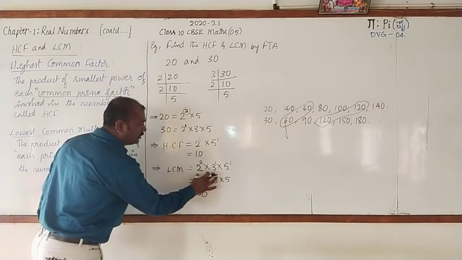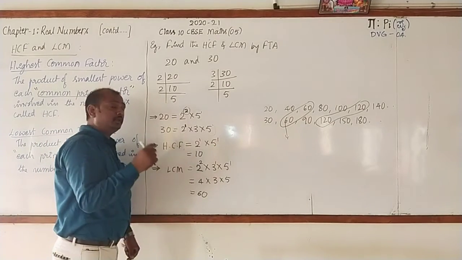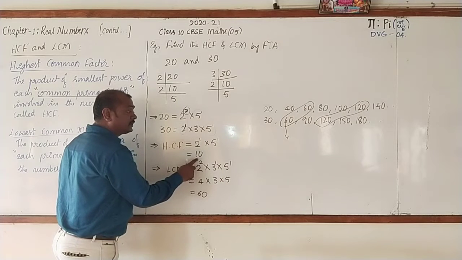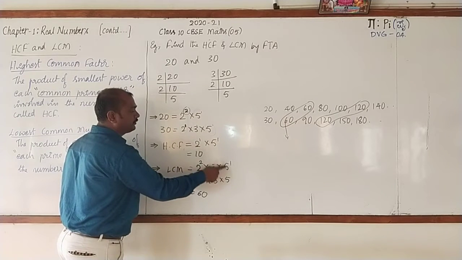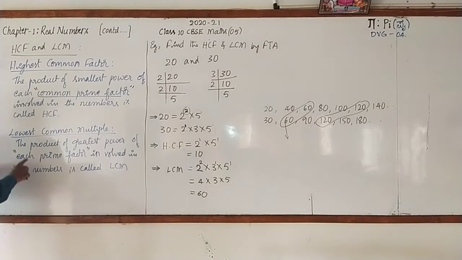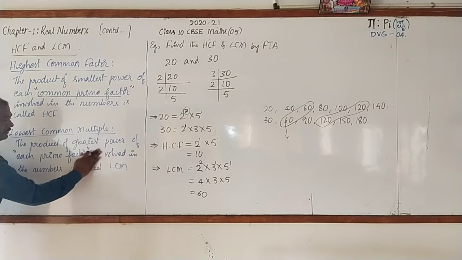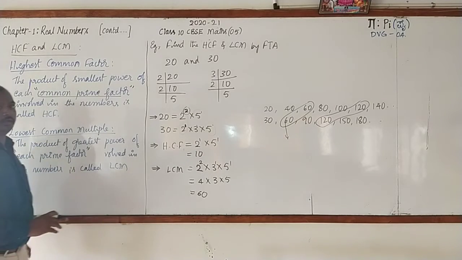LCM is, see that we took all the prime factors involved in the numbers and we also took the greatest power of each factor. See, the greatest power of 2 is 2, of 3 is 1 and of 5 is 1. Then we found the product, and that product is LCM. So now the definition of LCM can be written like this: the product of the greatest power of each prime factor involved in the numbers is called LCM.